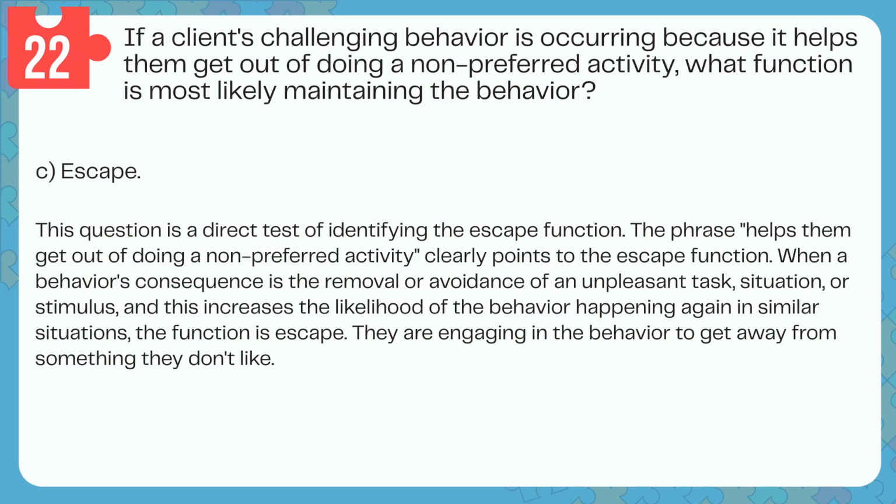Answer: C. Escape. This question is a direct test of identifying the escape function. The phrase "helps them get out of doing a non-preferred activity" clearly points to the escape function. When a behavior's consequence is the removal or avoidance of an unpleasant task, situation, or stimulus, and this increases the likelihood of the behavior happening again in similar situations, the function is escape. They are engaging in the behavior to get away from something they don't like.